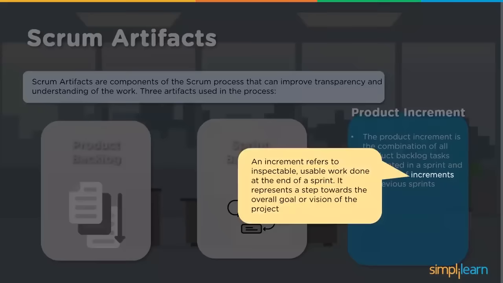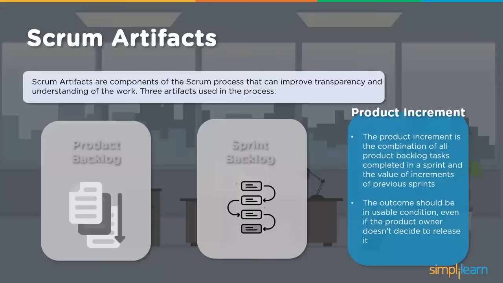So an increment refers to inspectable, usable work done at the end of the sprint. It represents a step towards the overall goal or vision of the project, as I was mentioning. Then the outcome should be in usable condition, even if the product owner doesn't decide to release it. So it should be in usable condition. So two things we speak about: one is release, the other one is deployment.